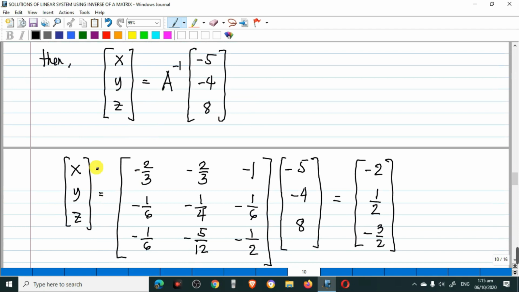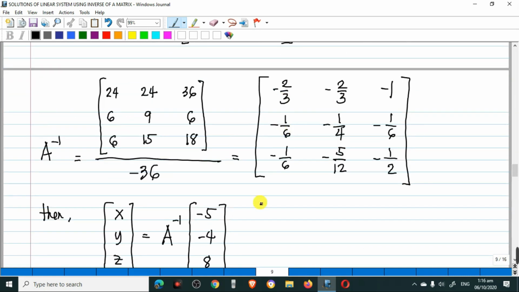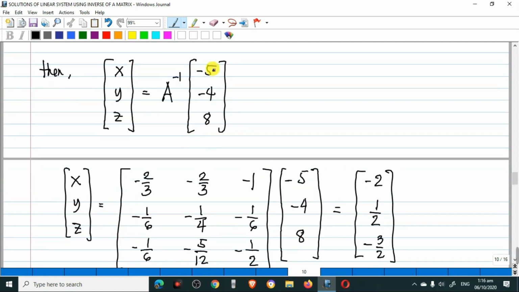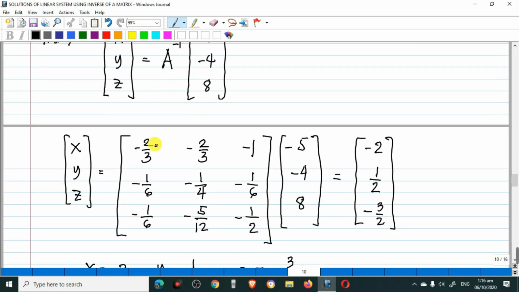So, here, x, y, and z, that is equals to the inverse of a matrix, which is this. Okay? So, ito na yon. I already wrote it here. Then multiply this by negative 5, negative 4, and 8. So, yung multiplication natin ng matrix, alam niyo na. Alam niyo na to. Ano? Negative 5 times this, negative 4 times negative 3, times negative 2/3, then 8 multiplied by negative 1, then add. Ito na magiging result nito.